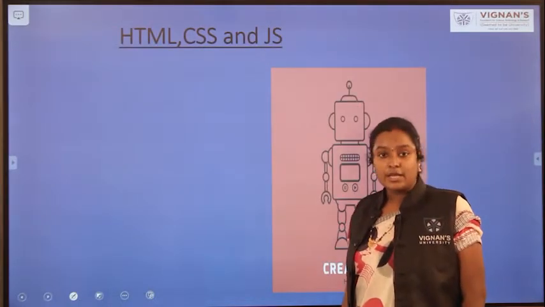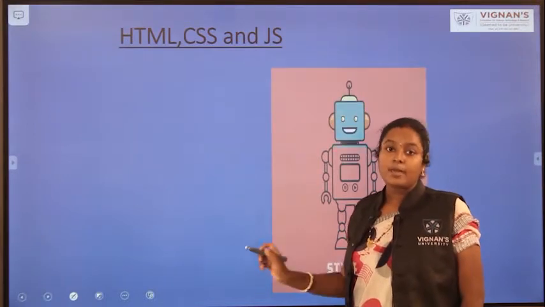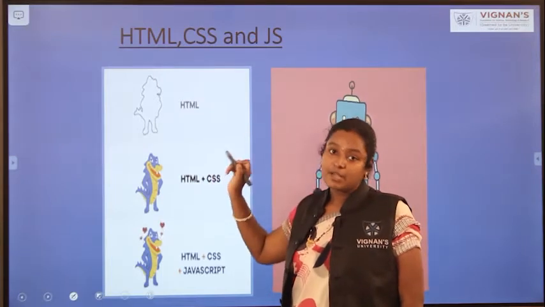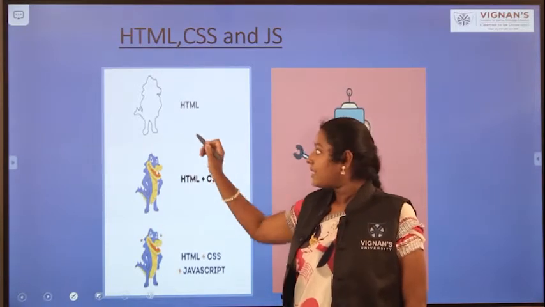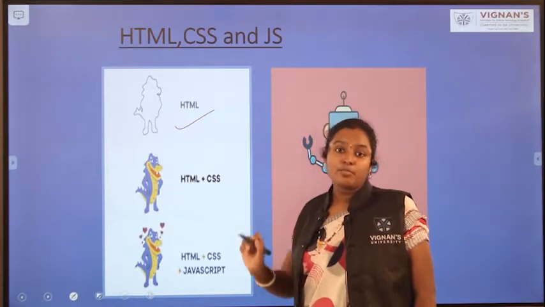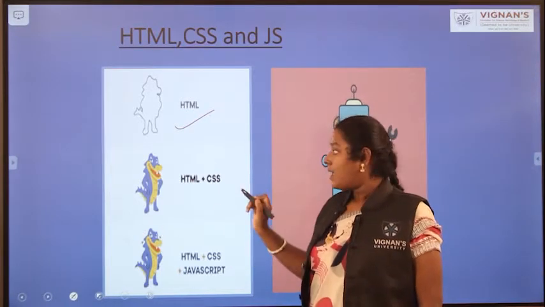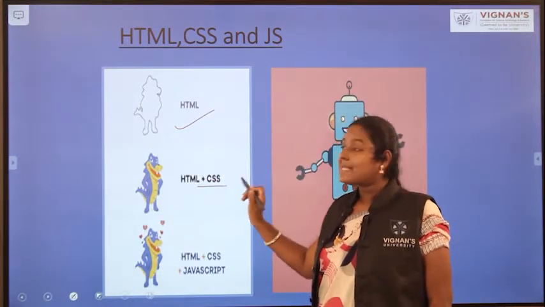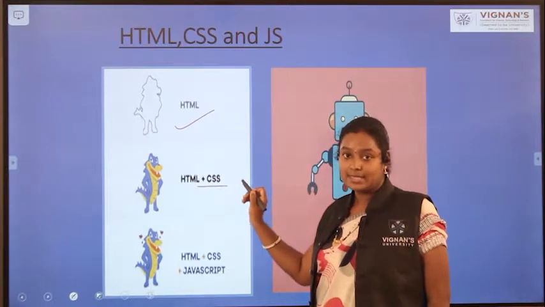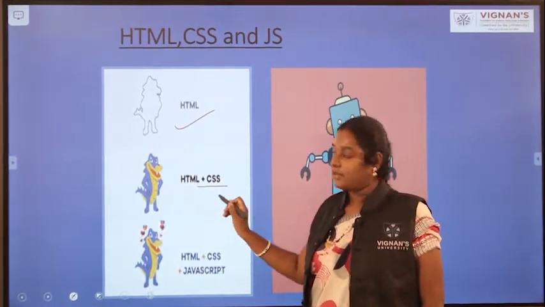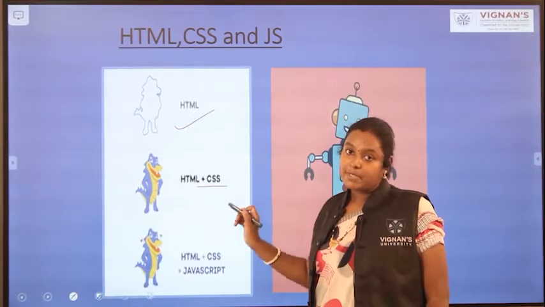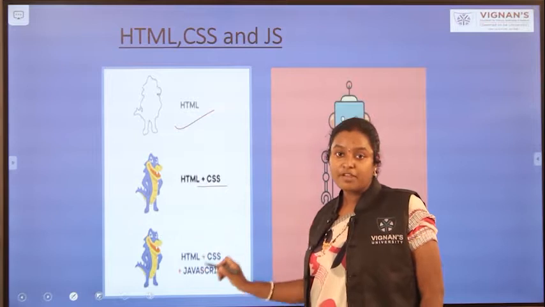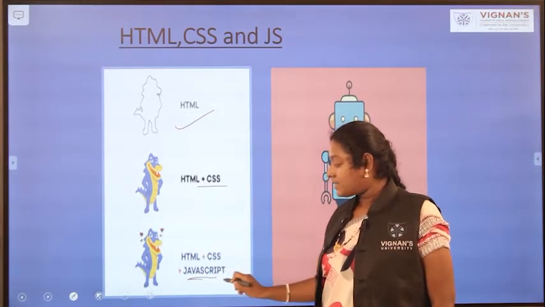So what are HTML, CSS and JavaScript? Here I am showing you in the form of a small image. HTML is mainly used to design a web page, to create just a body, just a web document. After that, if you want to apply different styles to that web page, you need to use CSS, that is HTML plus CSS. Then the web page will look colorful. And next, what is the purpose of JavaScript? Here you are applying some functionality to the corresponding web page with the help of JavaScript.